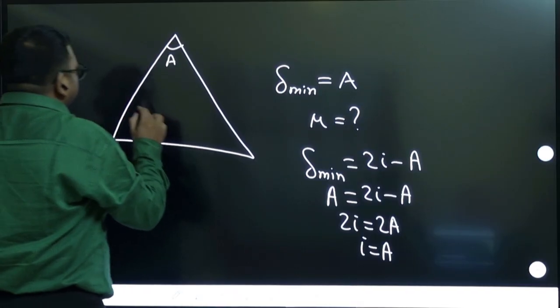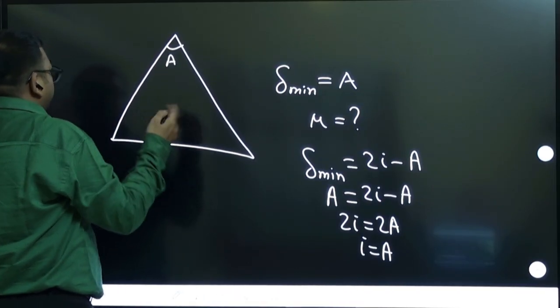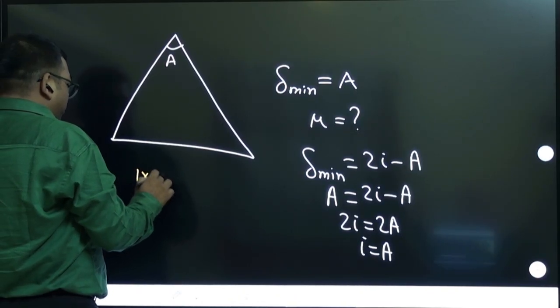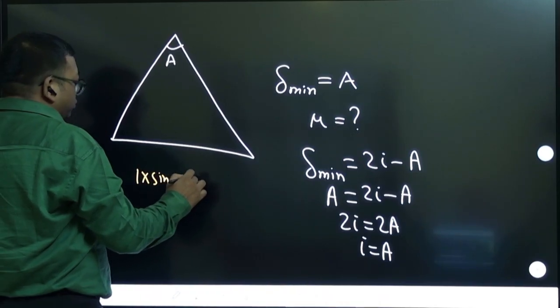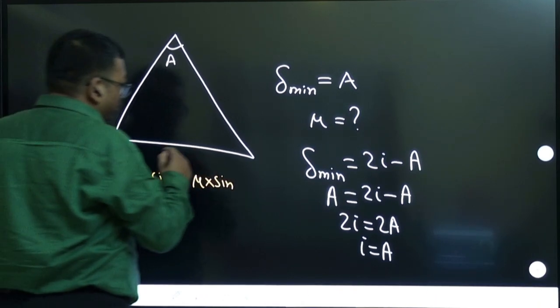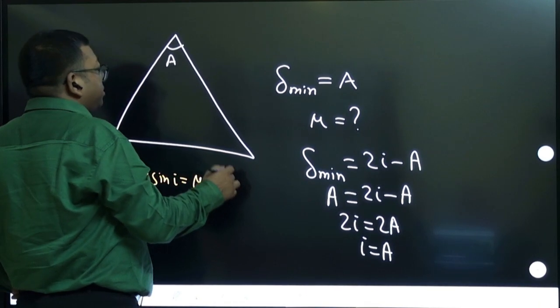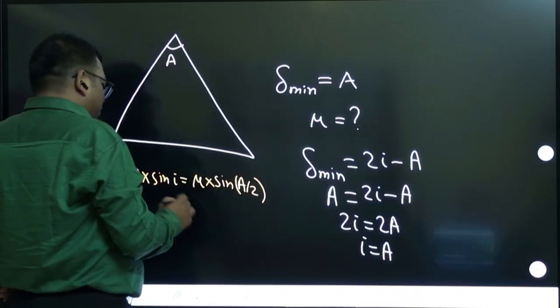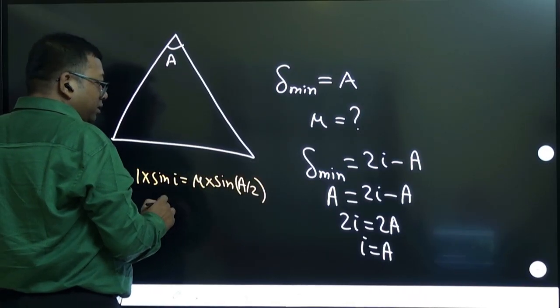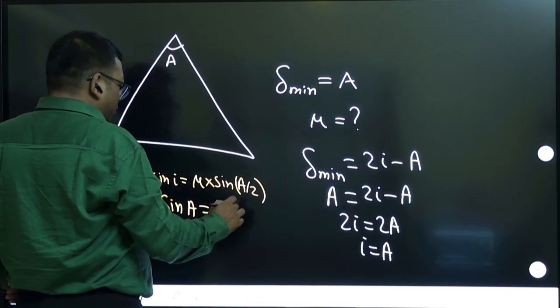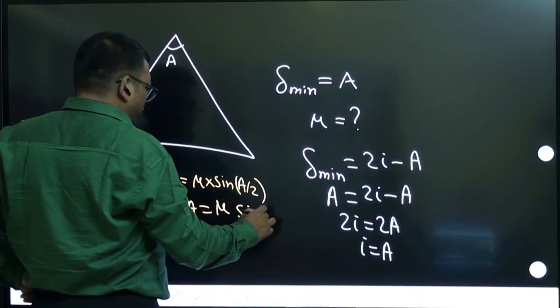Then if I use Snell's law here, mu 1 into sine of I is equal to mu into sine of R. Here we are taking R1, but at minimum deviation it becomes A by 2, right? You know that R1 is this. So from here, I is equal to A only. So sine of A is equal to mu times sine of A by 2.